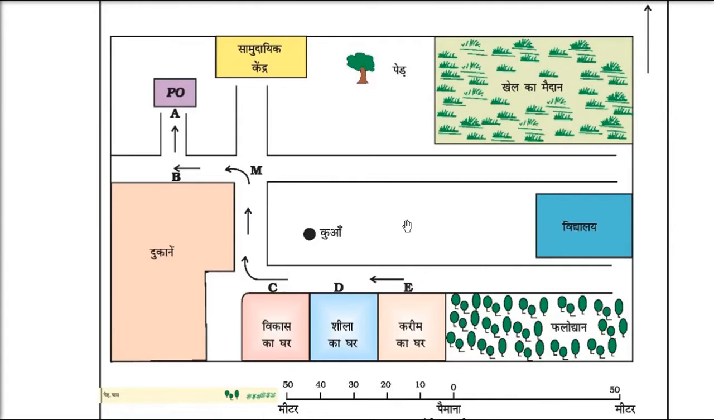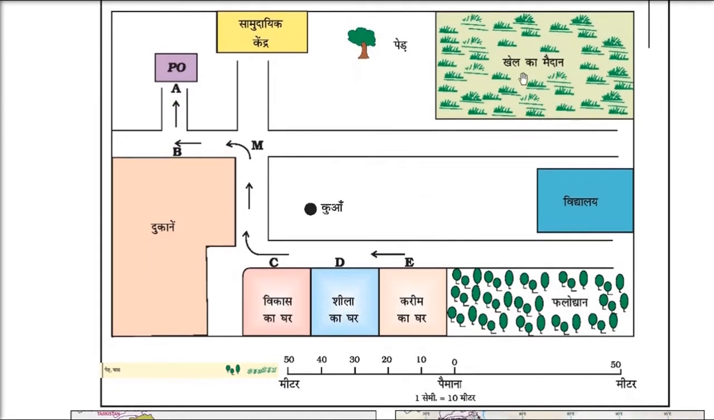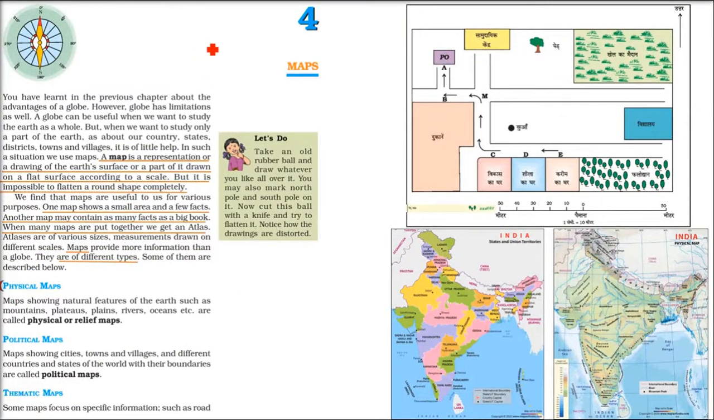Now, this is a map. Map means mapping something. If some place is there and you want to show it to somebody in any way, it's a drawing. It's basically a drawing. So whenever we talk about a map, this area, this place, we need to show, to present.